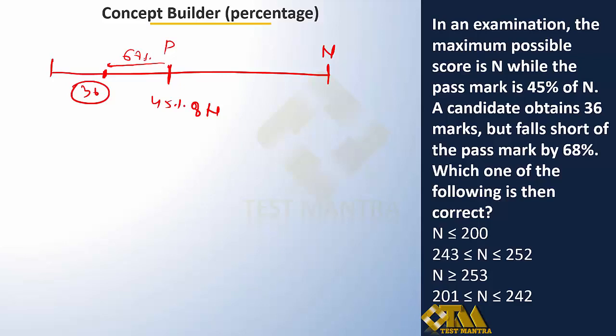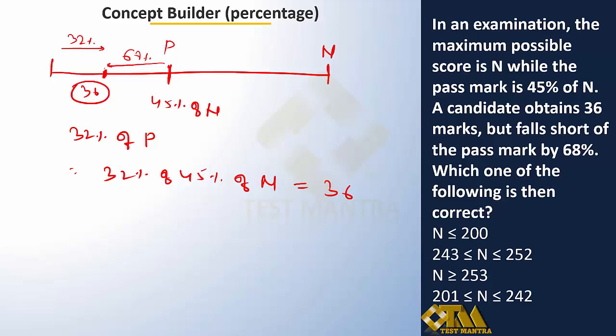If this is 68%, that means the mark here, not the pass mark, this mark is 32% of the pass mark. So it is supposed to be 32% of the pass mark, basically 32% of 45% of n, right? And that value is supposed to be 36. So let's just work on the numbers available here, or else let's do the basic calculation here.